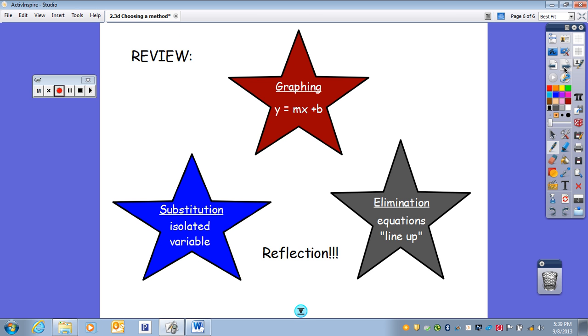So in review, if you are graphing, it's easiest if your equations are in slope-intercept form. If you are using the method substitution, you want to be sure that one of the equations has a variable that's by itself. And if you're doing elimination, make sure your equations are lined up, that the variables are on top of one another, and you have one of the variables being opposite.